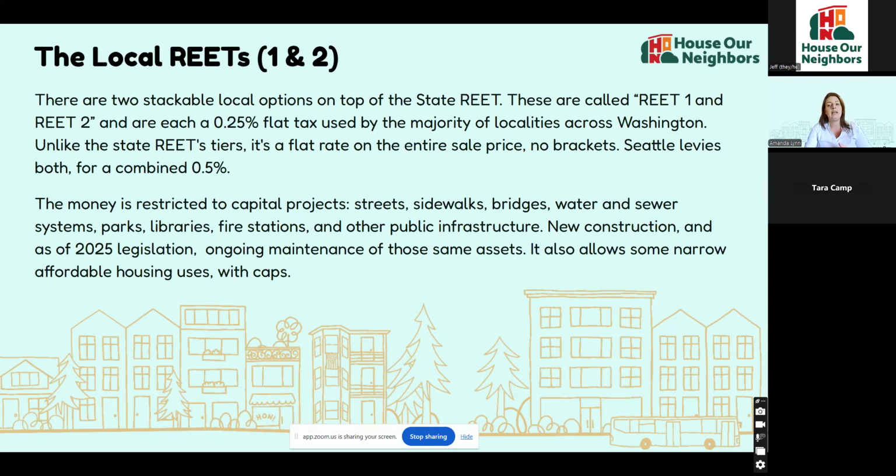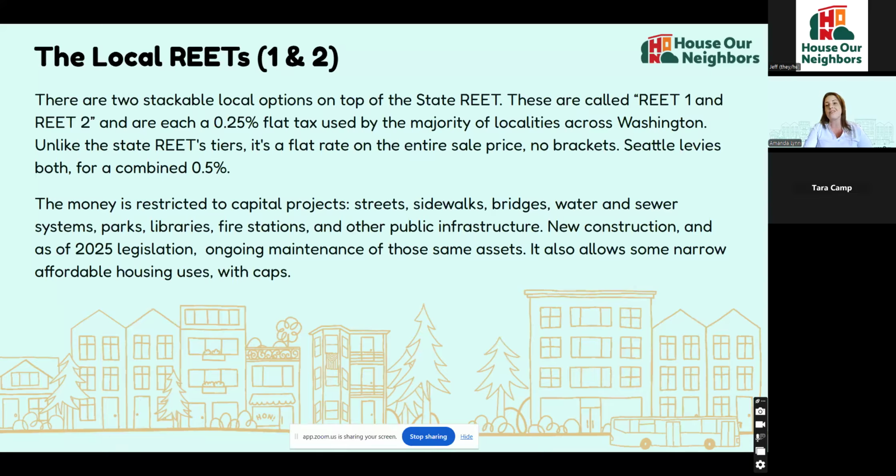And that money, per the state's rules around REET taxes, is restricted. The city can't use it for whatever they want. They have to use it only for REET-allowable costs. So they can use it for capital projects, streets, bridges, water, sewer, lots of infrastructure and community resources. Again, all huge components of what makes our communities thrive and incredibly important.